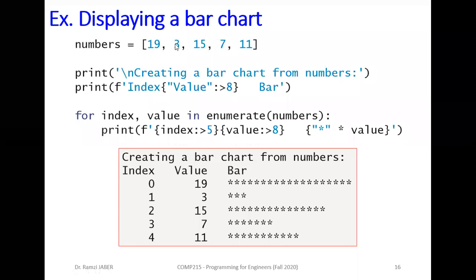This example uses a list, we use a for loop, we use enumerate inside, and we draw a star chart, a bar chart, or display a bar chart. Any question?